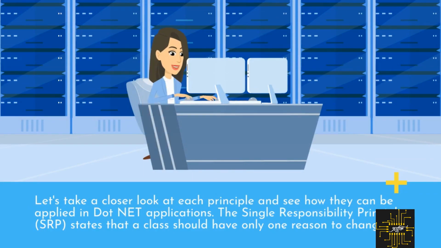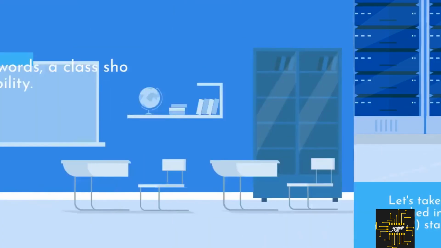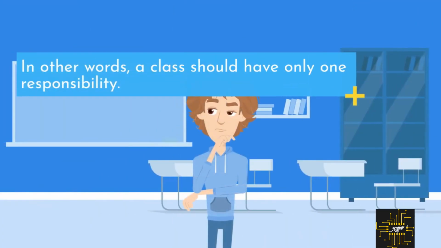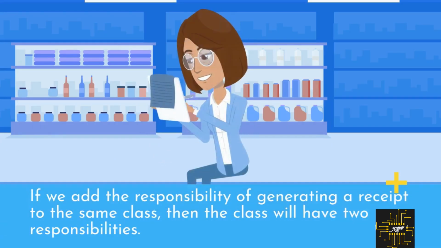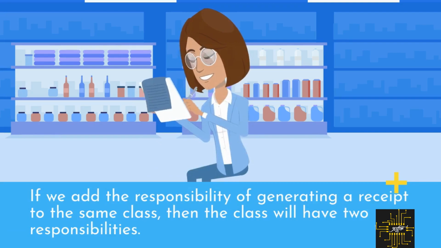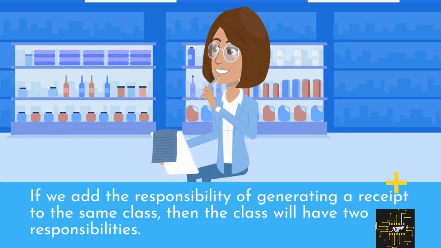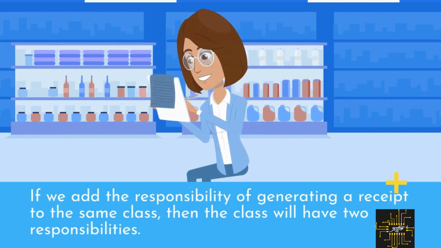The single responsibility principle, SRP, states that a class should have only one reason to change. In other words, a class should have only one responsibility. For example, let's say we have a class that calculates the total price of an order. If we add the responsibility of generating a receipt to the same class, then the class will have 2 responsibilities.